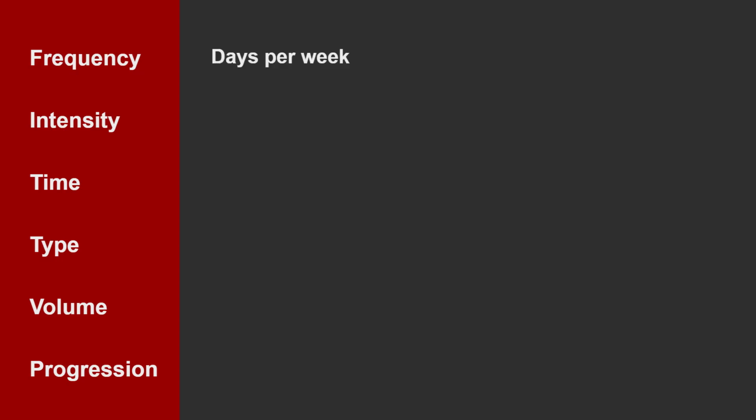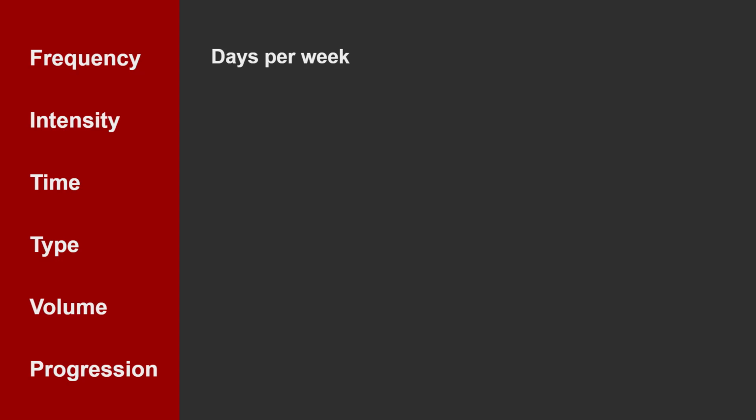Frequency is the number of days per week we're looking to train. And in general, we're looking at 2 to 3 days, but that can increase depending on your person's physical ability. For example, how often do they train? How long have they been working out for?